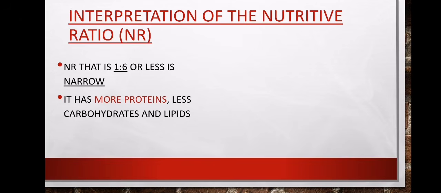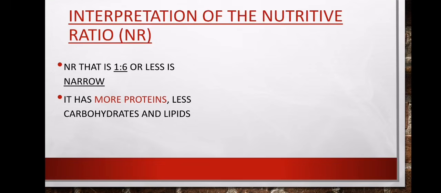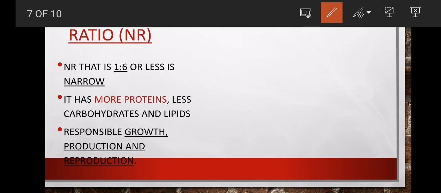A narrow ratio has more proteins but less carbohydrates. Then, if it has more proteins but less carbohydrates, let's try to recall the functions of proteins back in grade 10 and from the components of feeds. One of the functions of proteins is that it is responsible for growth and also responsible for what? For production. So the narrow ratio will be responsible for growth and also for production.